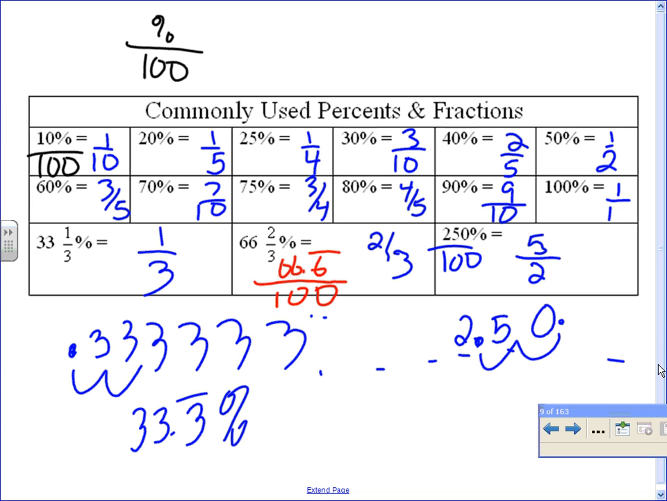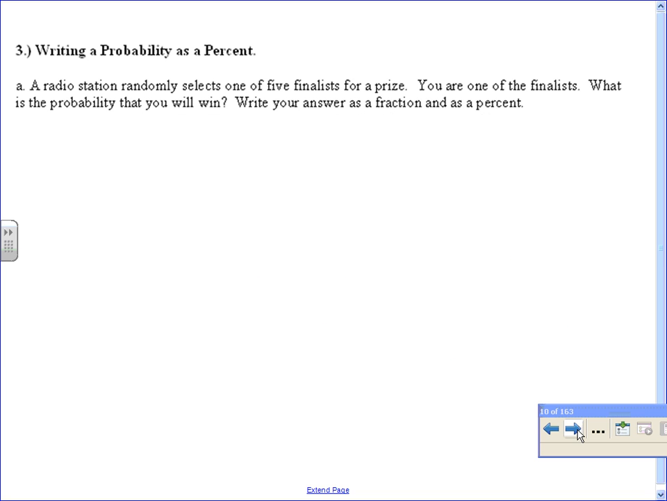Okay, let's flip over to the next page. Okay, so number 3 says writing probability as a percent. Okay, a radio station randomly selects one of 5 finalists for a prize. You guys are lucky today. You are one of the finalists. What is the probability that you will win? Write your answer as a fraction and as a percent.